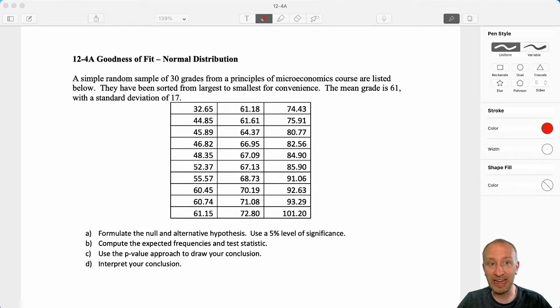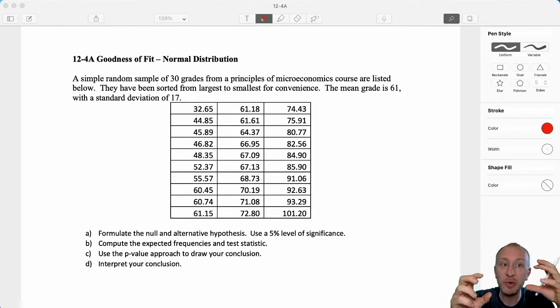Here we're going to be looking at another goodness of fit test, this time a normal distribution. Now, it's similar to tests that we've done before. This is still going to be an upper tail chi-squared test. So we're still going to be comparing an observed frequency with an expected frequency.